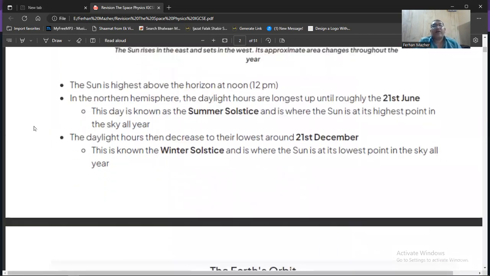The sun is highest above the horizon at noon, which is 12 p.m. In the northern hemisphere, the daylight hours are longest up until roughly the 21st June. This day is known as the summer solstice and is where the sun is at its highest point in the sky all year. The daylight hours then decrease to their lowest around 21st December. This is known as winter solstice and is where the sun is at its lowest point in the sky all year.